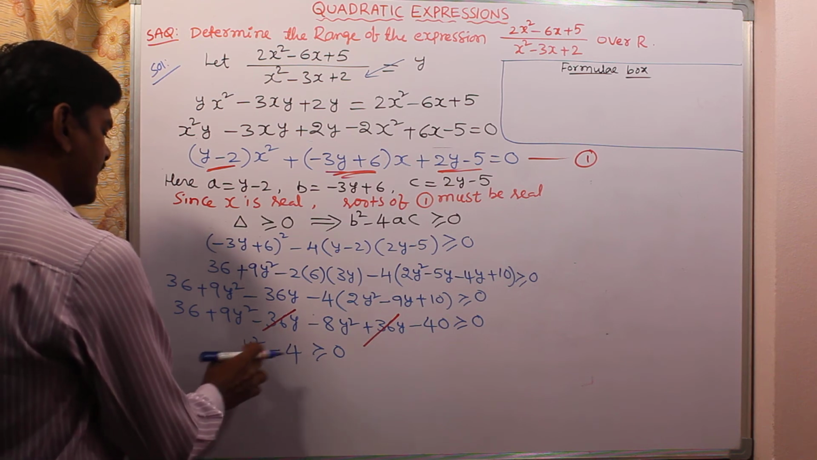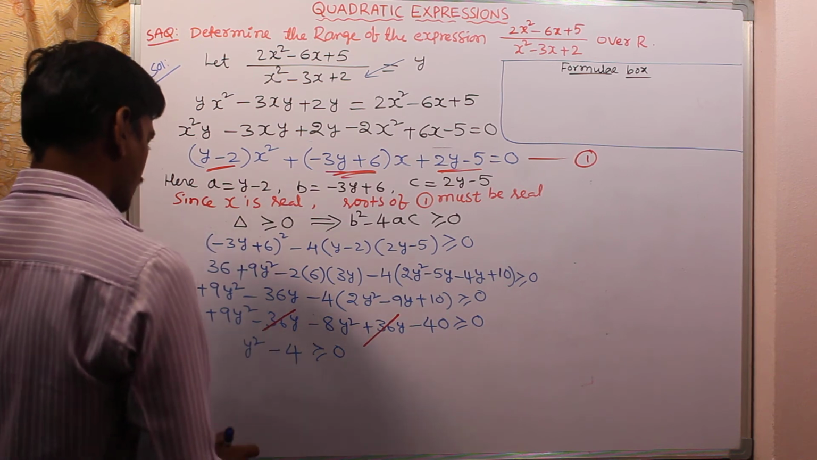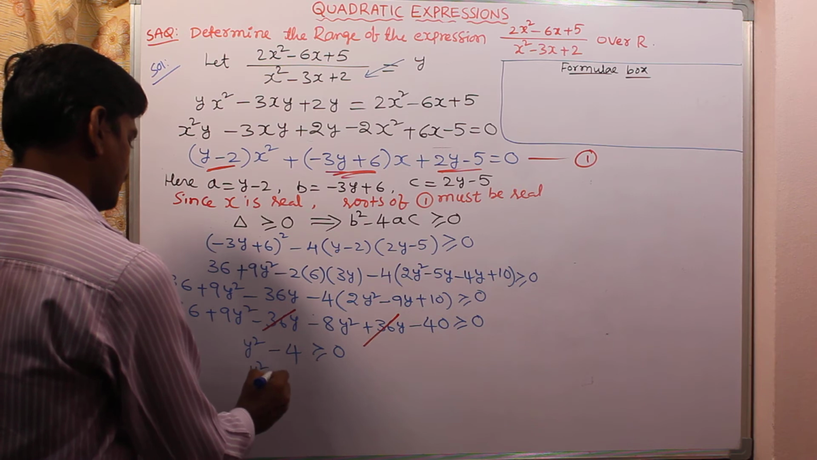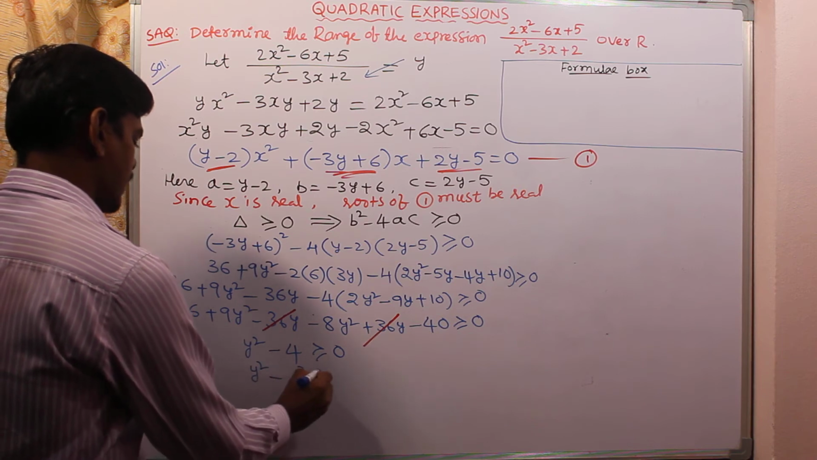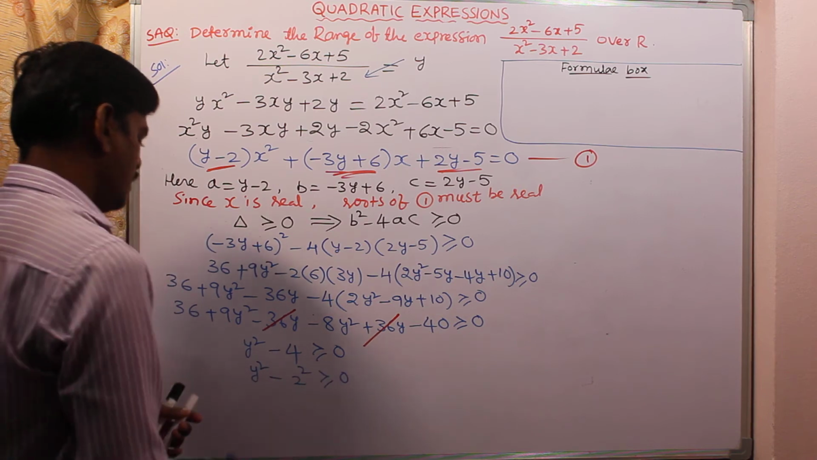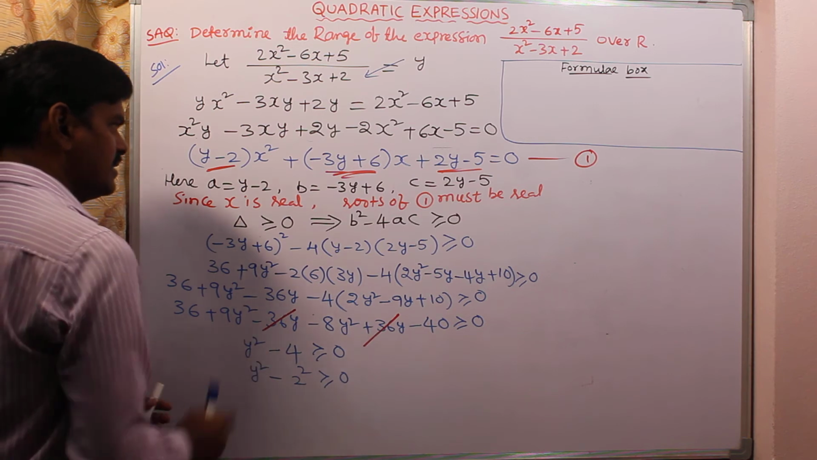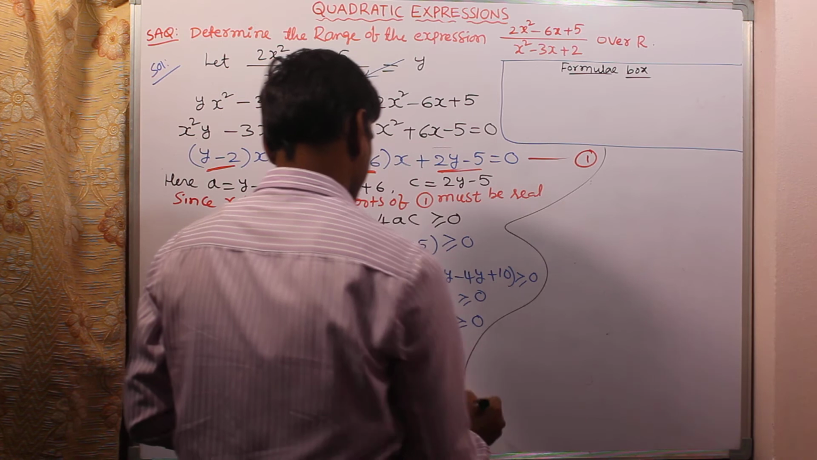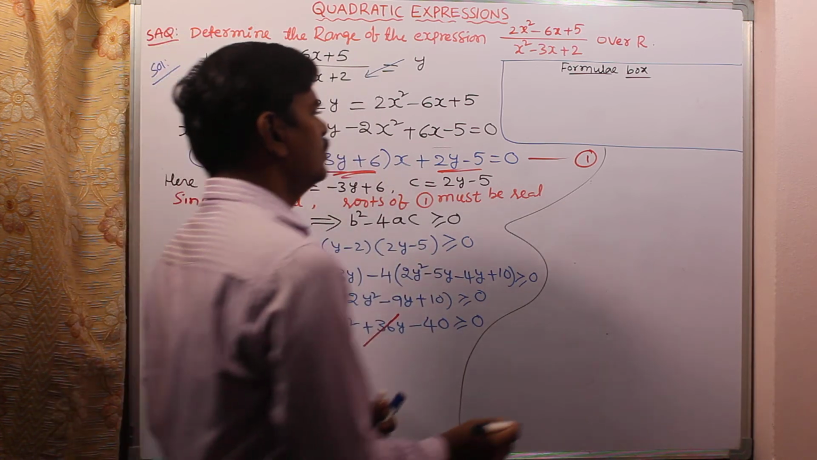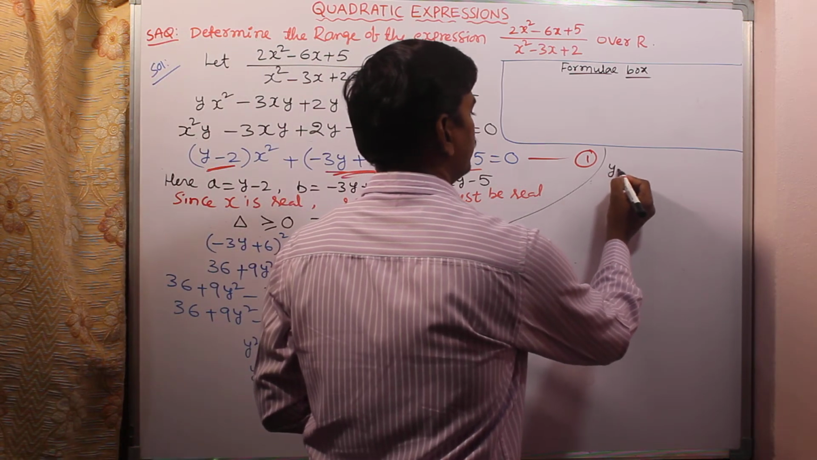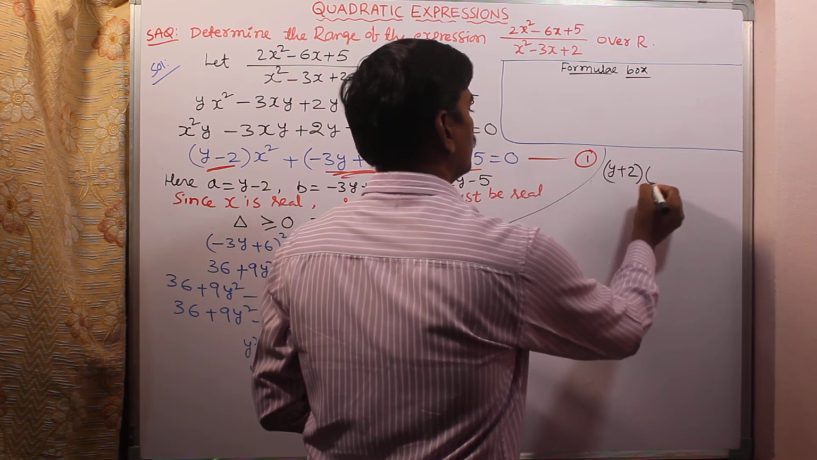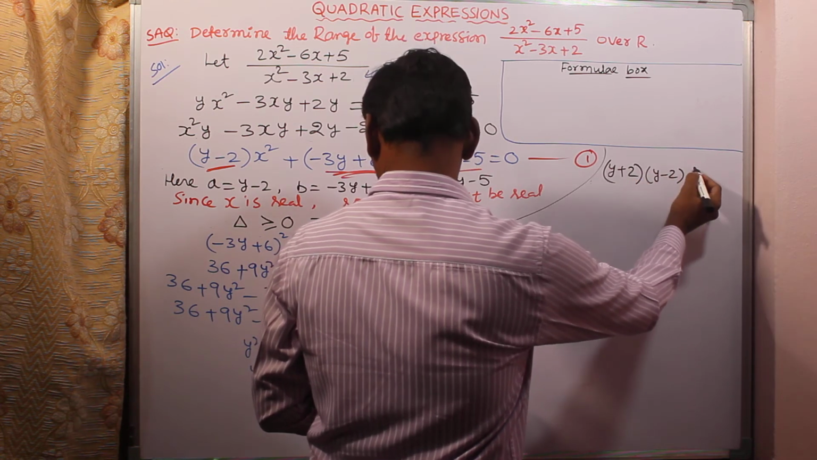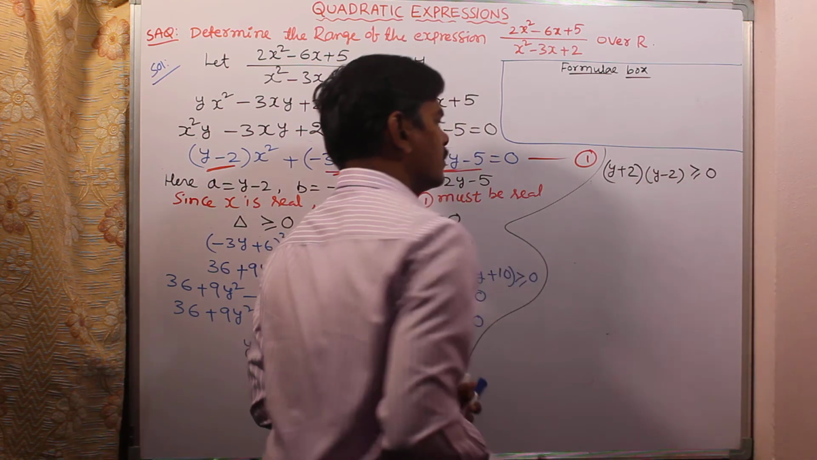This can be easily split into factors by using the a square minus b square formula. How? Y square as it is, minus 4 can be written as 2 square, greater than or equals to 0, which is in the form of a square minus b square. So if you remind the a square minus b square formula, a plus b into a minus b, we get y plus 2 into y minus 2 greater than or equals to 0.